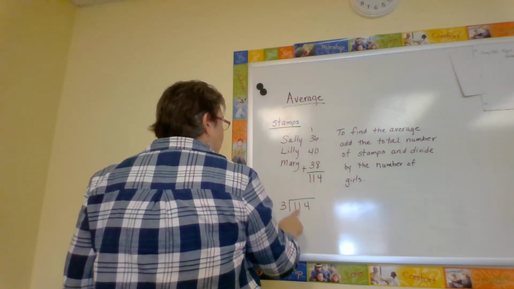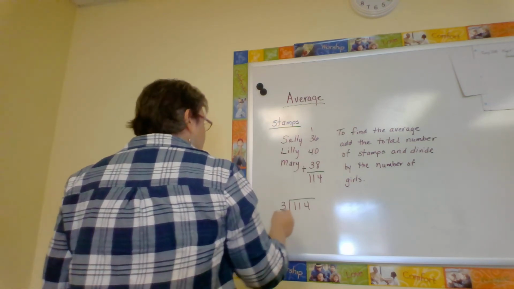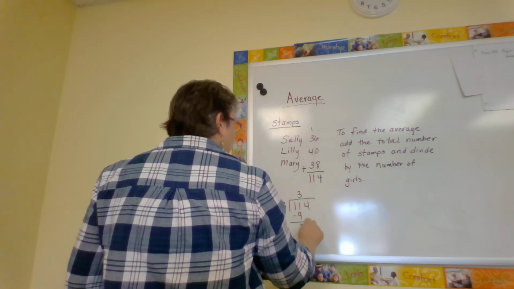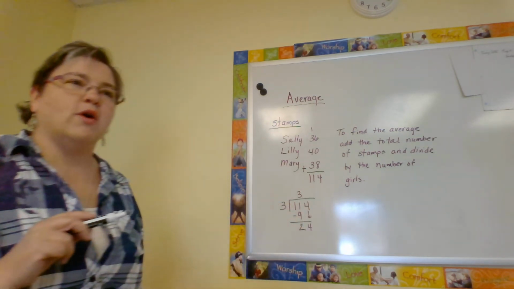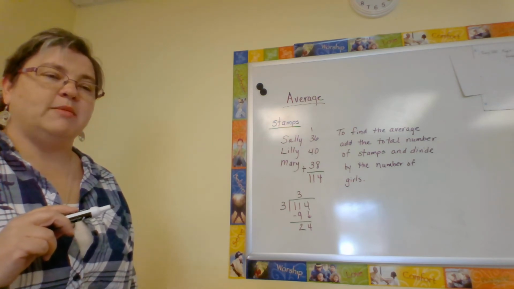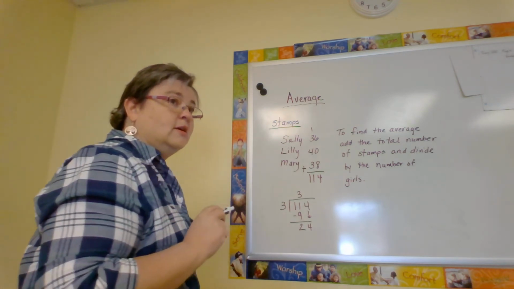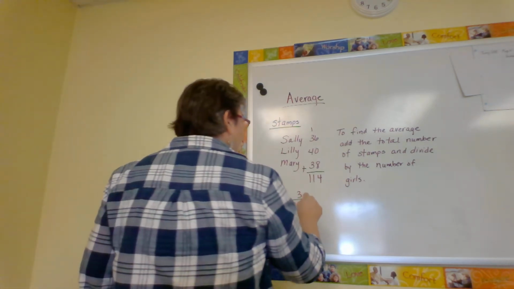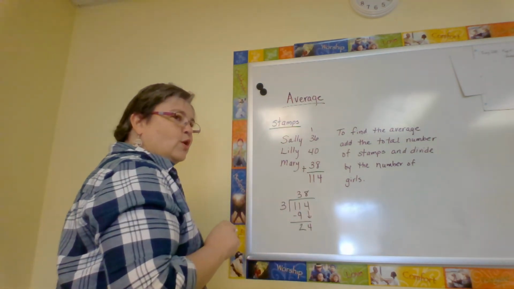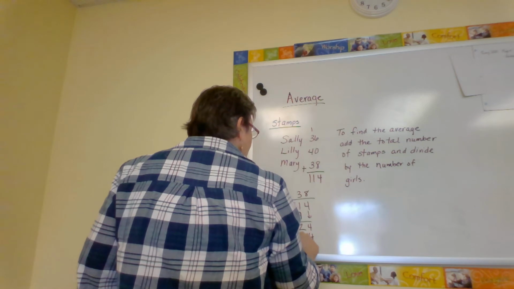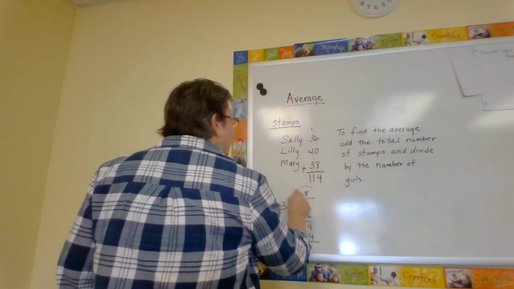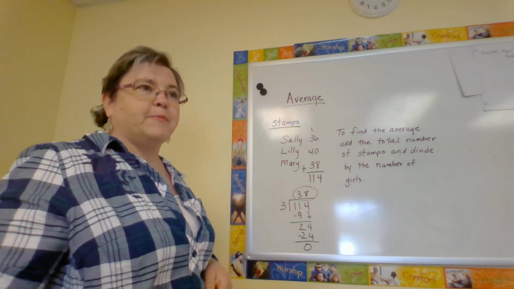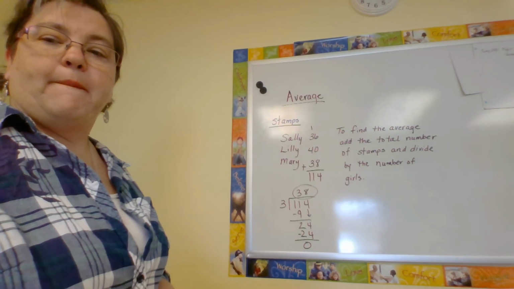Now, how many times will 3 go into 11? 3 times, and 3 times 3 is 9. We subtract, we get 2, and we bring down the 4. So how many times will 3 go into 24? 8 times. 3 times 8 is 24. So the average number of stamps that each girl had was 38. You had the answer right all along.